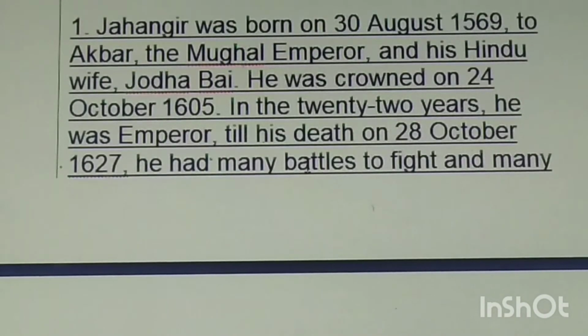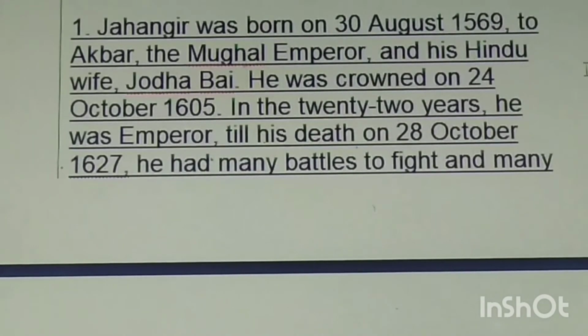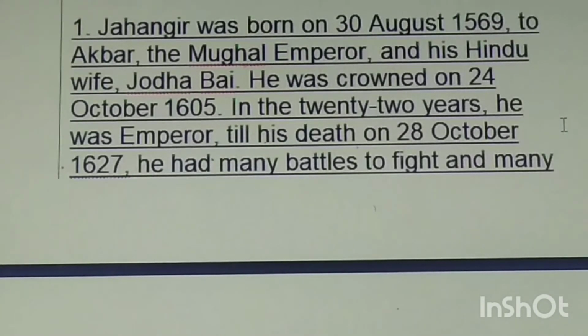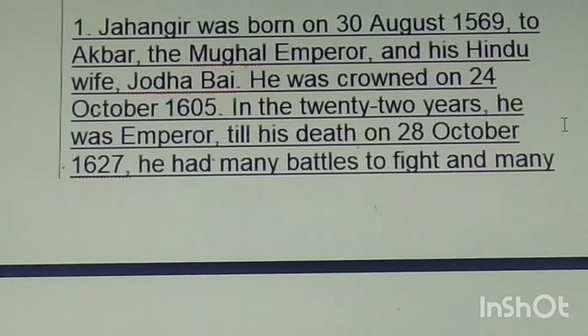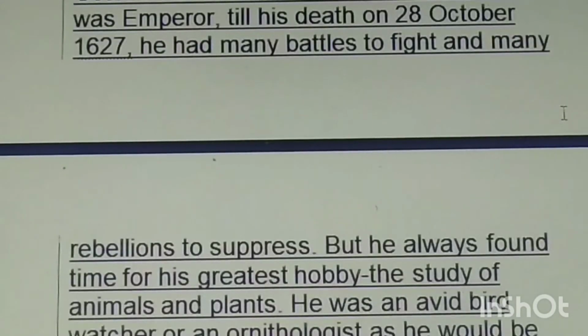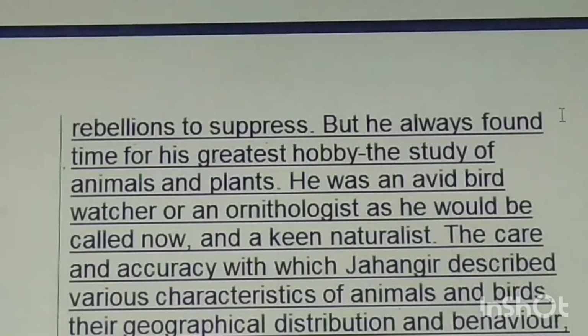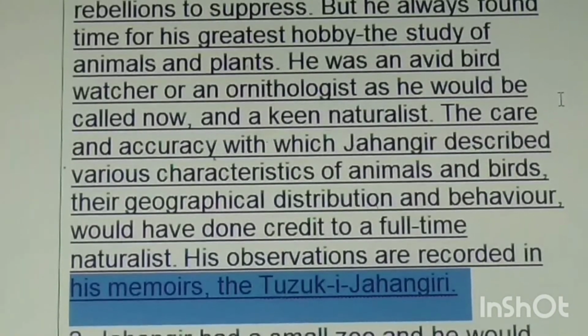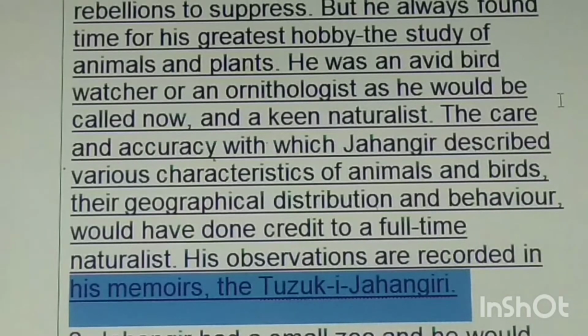One more passage, children. Have a look at it, please. Jahangir was born on 30th August 1569 to Akbar, the Mughal emperor, and his Hindu wife Jodha Bai. He was crowned on 24 October 1605. In the 22 years he was emperor till his death on 20th October 1627, he had many battles to fight and many rebellions to suppress, but he always found time for his greatest hobby, the study of animals and plants.